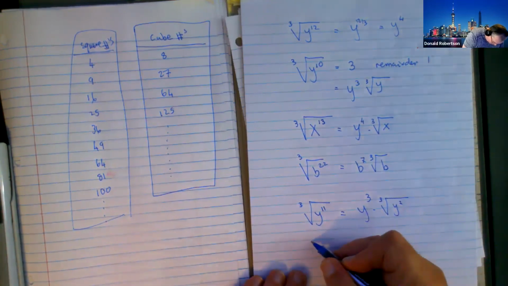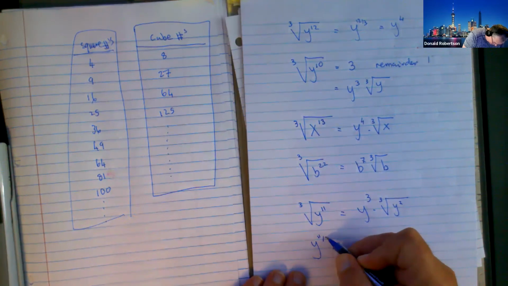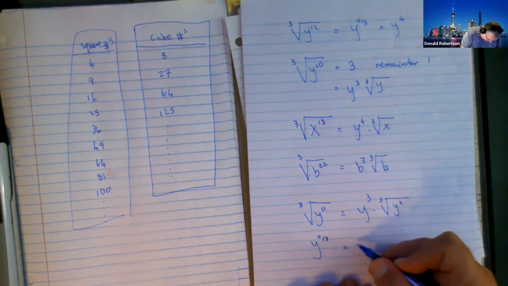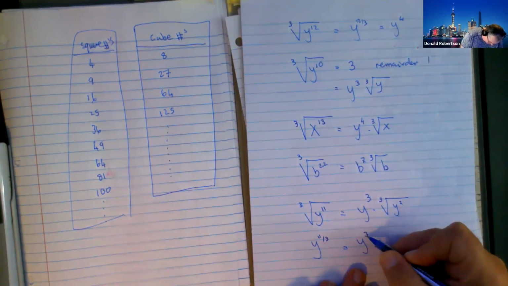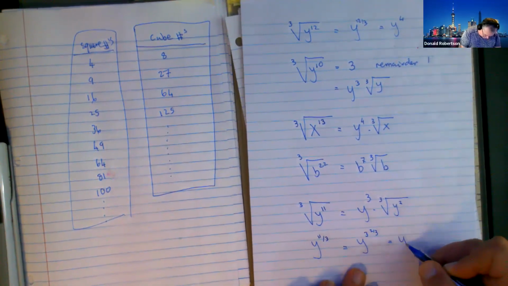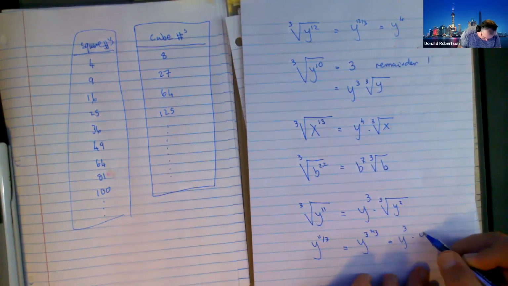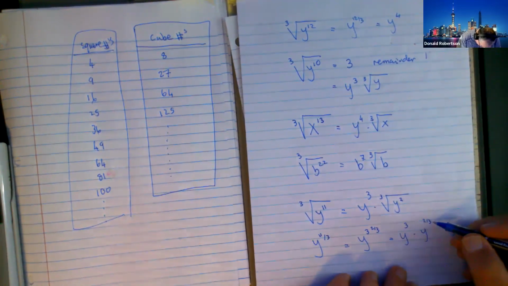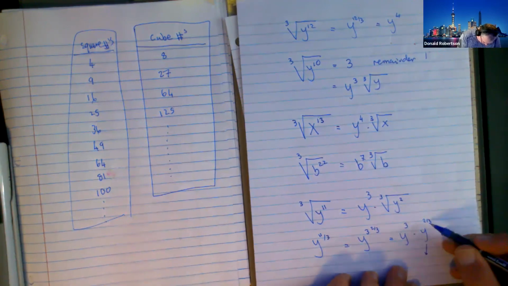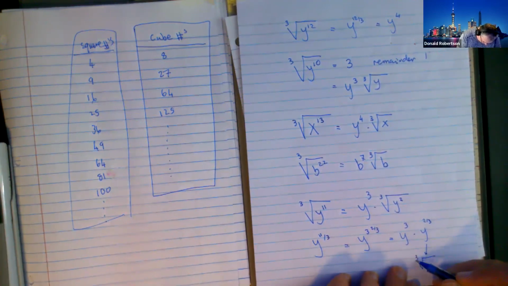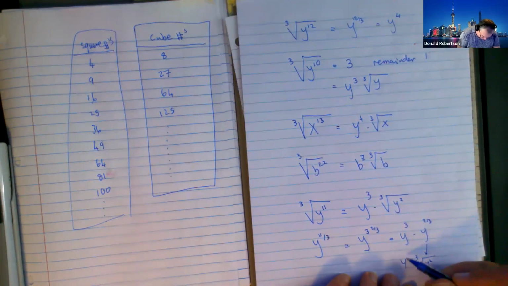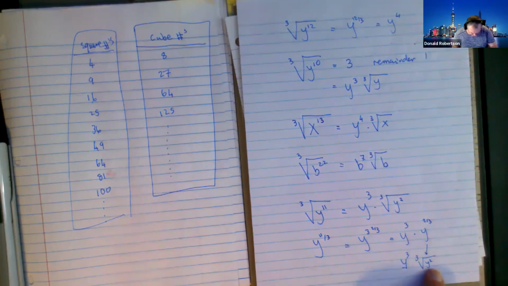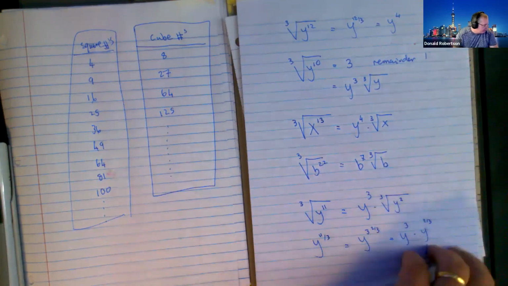If you want to see where that comes from, it's essentially 11 thirds, which gets you 3 and 2 thirds, which gets you a y cubed and a y to the 2 thirds. Now, when you have a fractional power like 2 thirds, the denominator tells you it's a cube root, and the numerator tells you it's y squared. So that's essentially where that came from.